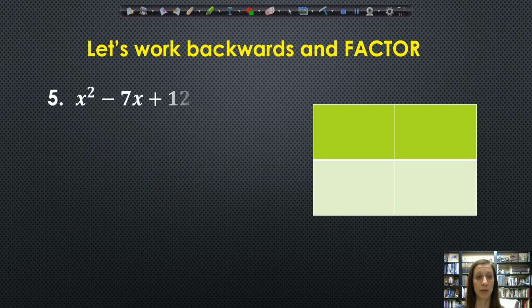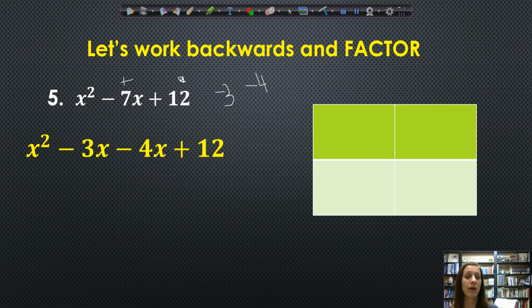Okay, one more example. X squared minus 7x plus 12. So what multiplies, it's supposed to be a multiplication sign, to give you positive 12, but when you add it, gives you 7. And hopefully you can come up with a negative 3 and a negative 4. So I'm breaking my negative 7 up into negative 3x and negative 4x.